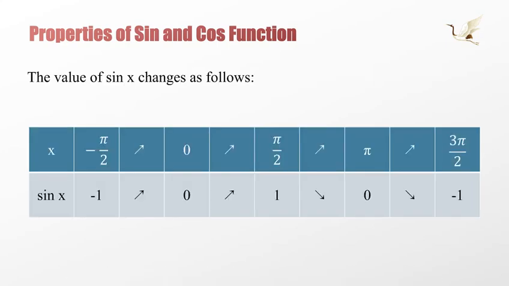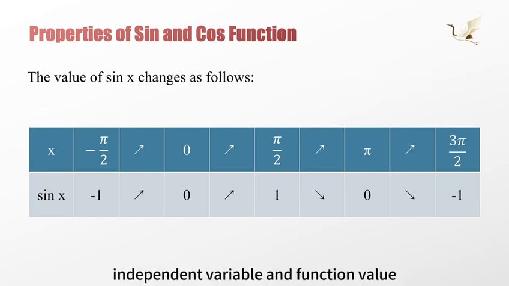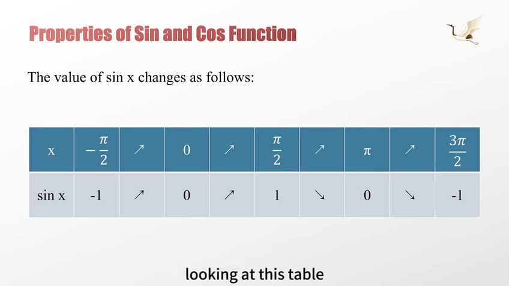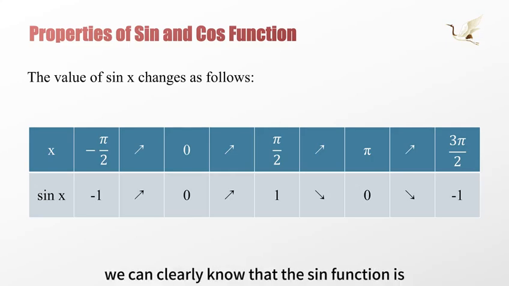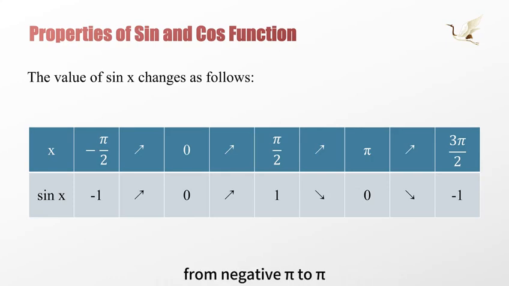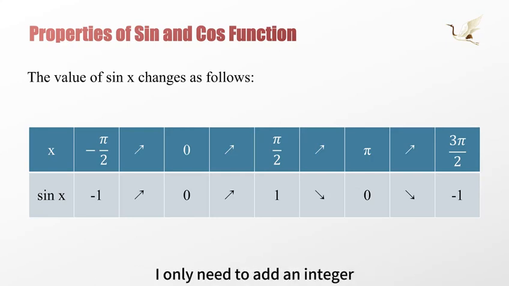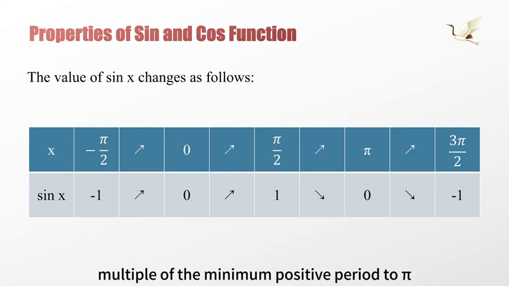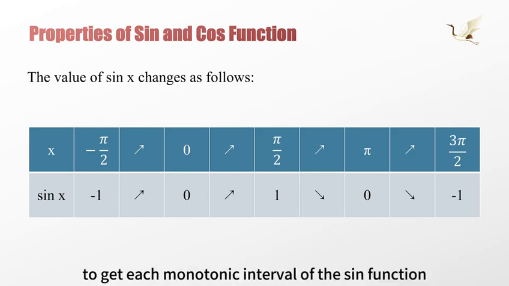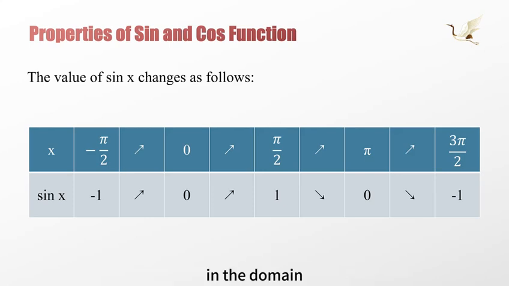If I use a table to show the variation trend of the independent variable and function value of the sine function, see the following figure. Looking at this table, we can clearly know that the sine function is monotonically increasing from -half pi to half pi. It is monotonically decreasing from half pi to 3 half pi. Then, due to the periodicity of the sine function, I only need to add an integer multiple of the minimum positive period 2 pi to the endpoints to get each monotonic interval of the sine function in the domain.